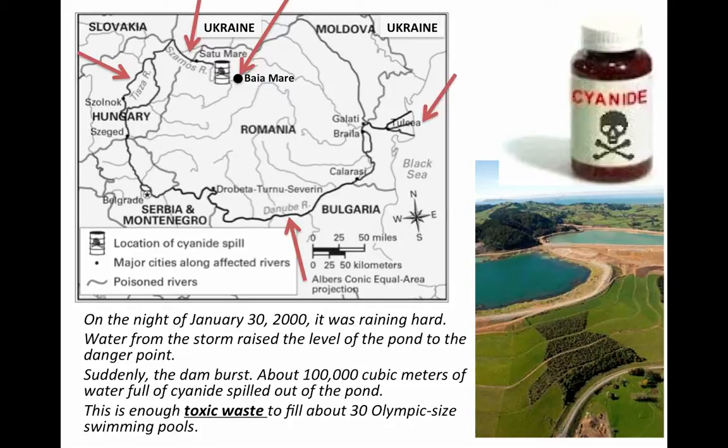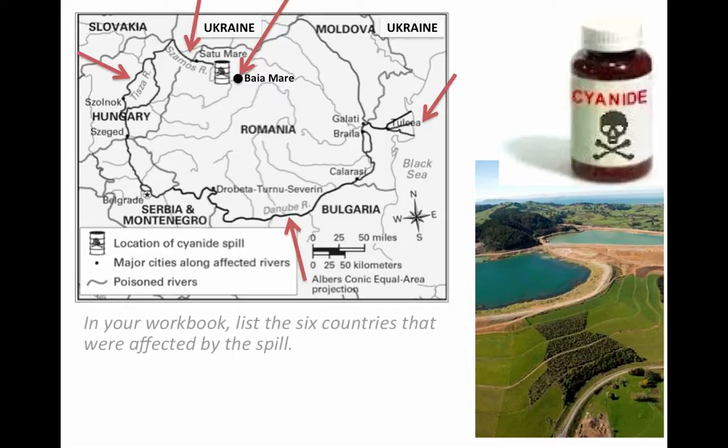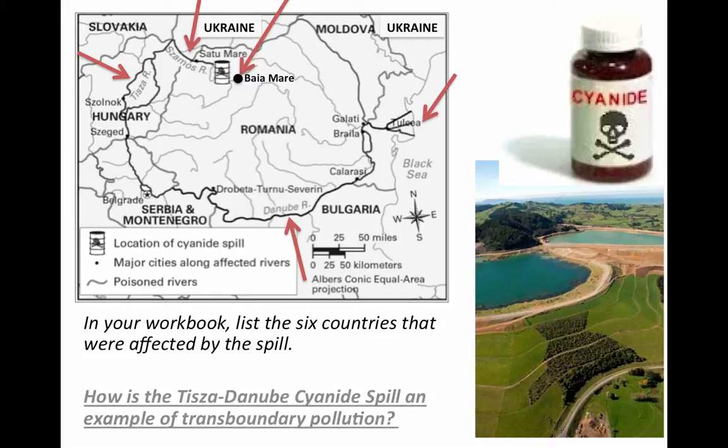Remember all of the countries that you colored in on your map? As the toxic water flowed through the river, it affected people in all of these countries. In your workbook, list the 6 countries that were affected by the spill. You can pause this video if you need to. When you're ready, take a minute to answer the next question. How is the Tisza-Danube cyanide spill an example of transboundary pollution? Remember, transboundary pollution is pollution that starts in one country and crosses boundaries into other countries.